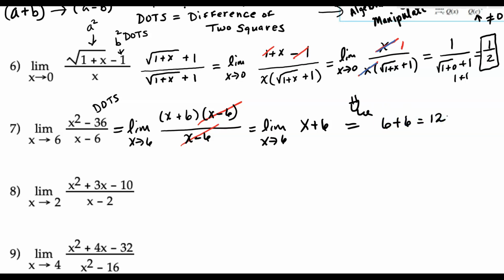All right, let's take a look at another one. Number 8 here. This is another one where, when you plug in 2, the denominator is 0. So we don't want 0 in the denominator. We're going to factor again and see if we can eliminate something.